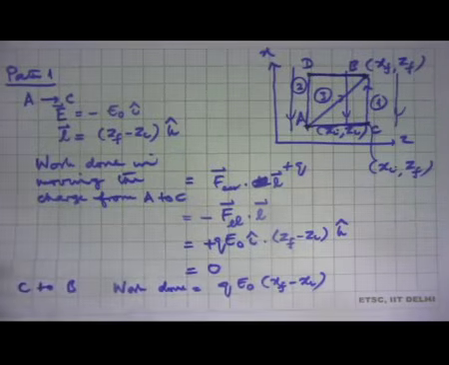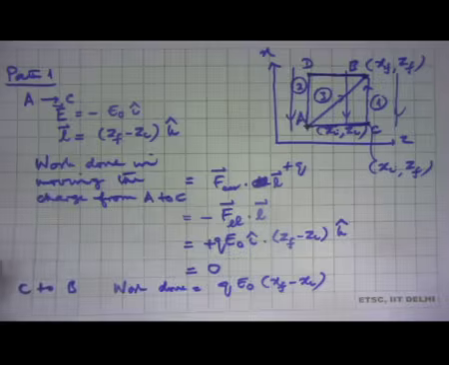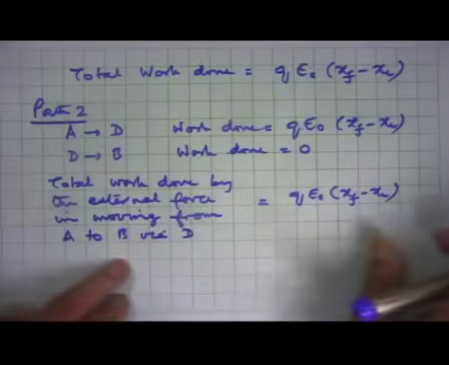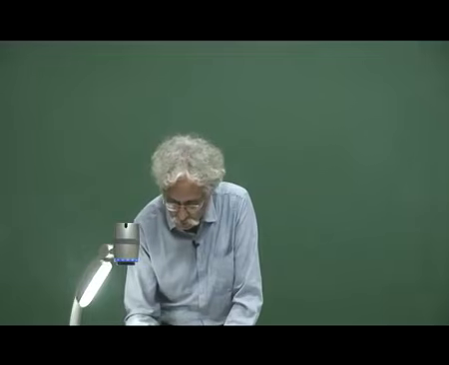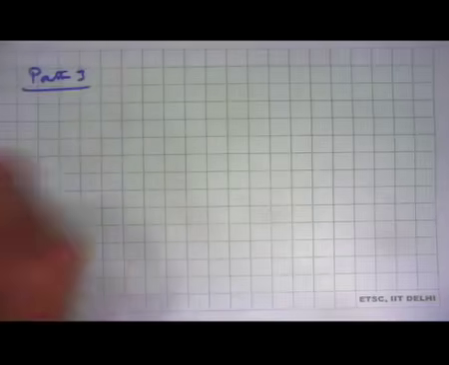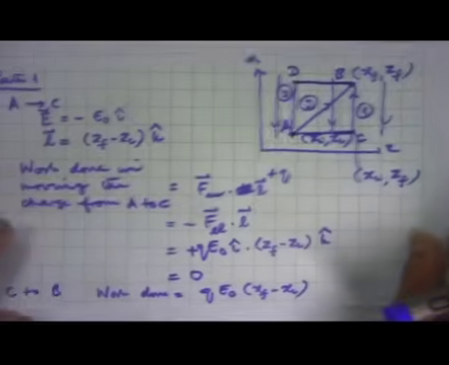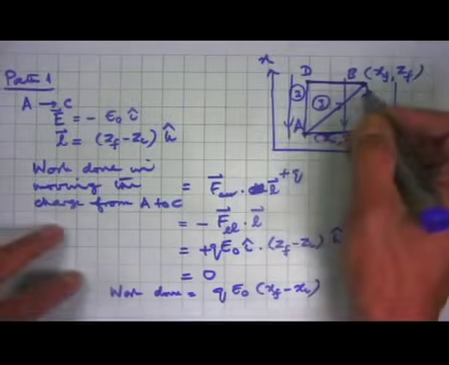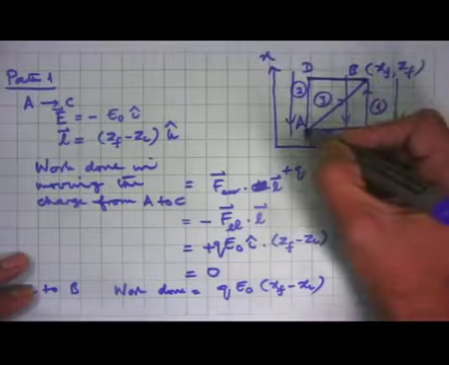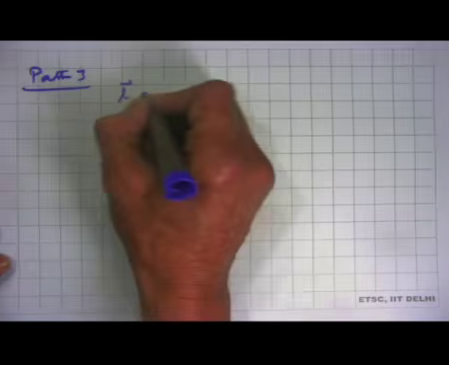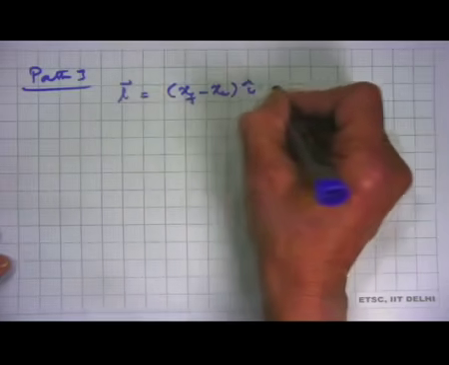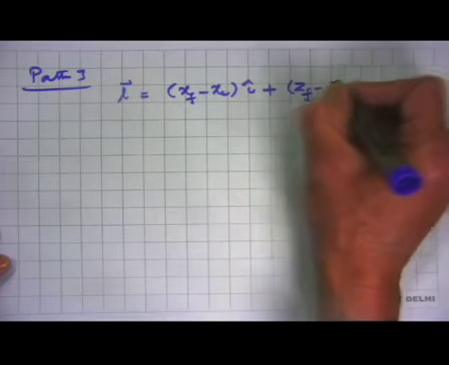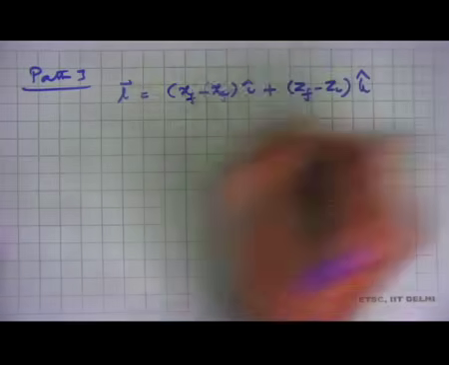So, now let me calculate what is the work done in going from A to B along path 3. Path 3 is now not straight, it is at an angle. So, for path 3, I am essentially moving along an oblique direction from A to B. So, let me calculate this L vector. For path 3, L vector is equal to x f minus x I into I cap plus z f minus z I into k cap.